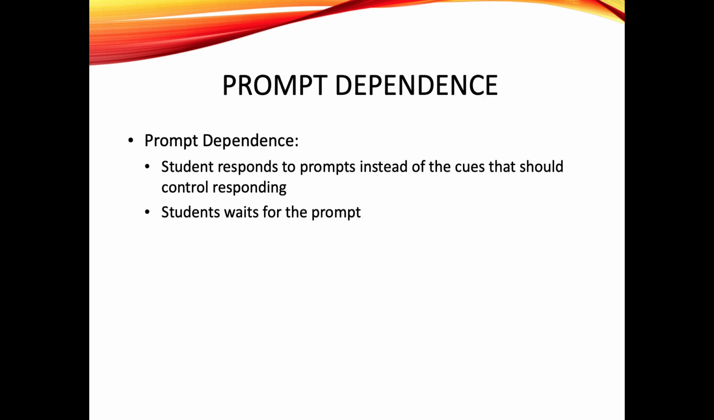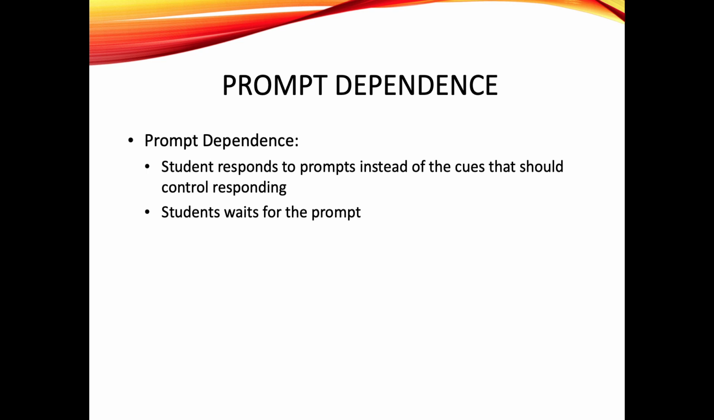Another important thing to note when we're utilizing prompting is there's always a risk of generating what's referred to as prompt dependence. This means the student's response, whatever it is, simple discrimination response, A, B, to more complex chains of behavior, becomes dependent on the prompts as opposed to the natural cues that should control responding.